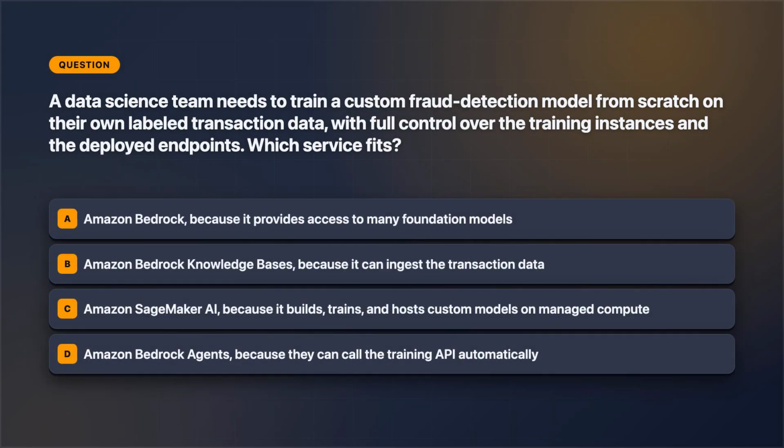Question 3. A data science team needs to train a custom fraud detection model from scratch on their own labeled transaction data, with full control over training instances and the deployed endpoints. Which service fits? Option A, Bedrock, because it provides access to many foundation models. Option B, Bedrock knowledge bases, because it can ingest the transaction data. Option C, SageMaker AI, because it builds, trains, and hosts custom models on managed compute. Or option D, Bedrock agents, because they can call the training API. Run the consume versus build rule before you answer.